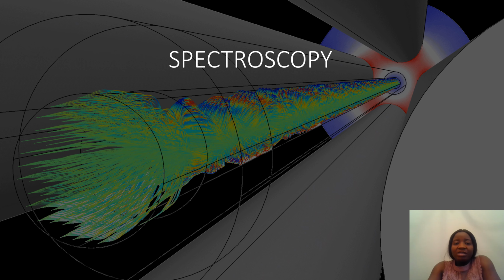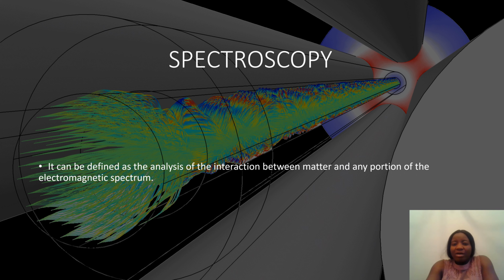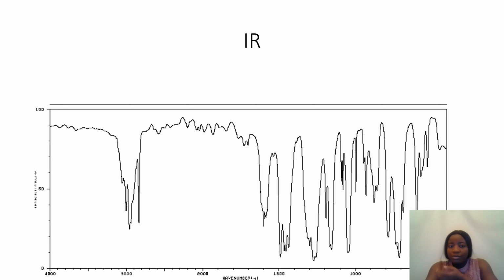So we can define spectroscopy as the analysis of interaction between matter and any portion of the electromagnetic spectrum. The goal of this video, in fact, is to use multiple spectra to come up with a molecule. And we have multiple peaks here that we're going to use to find out what we have on our molecule.